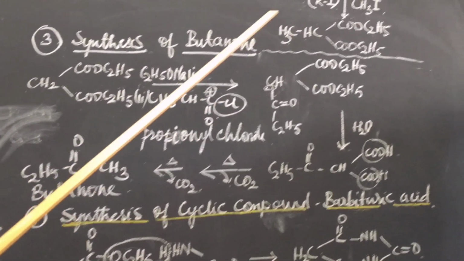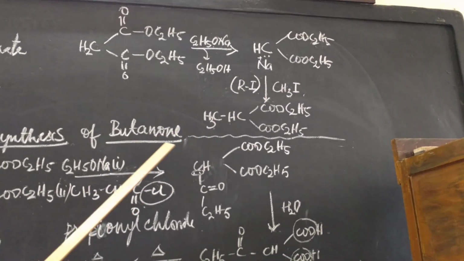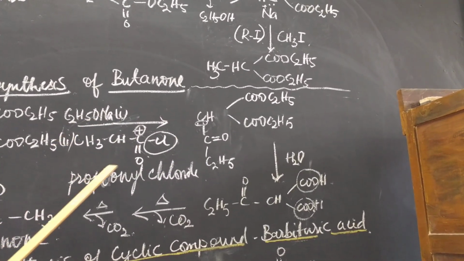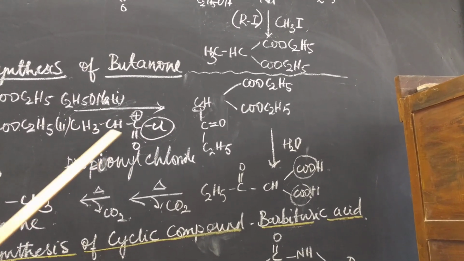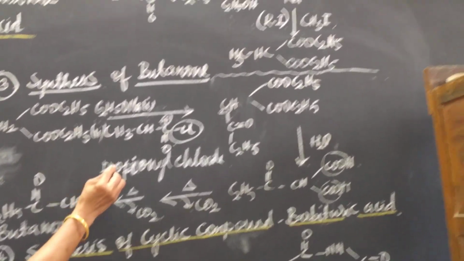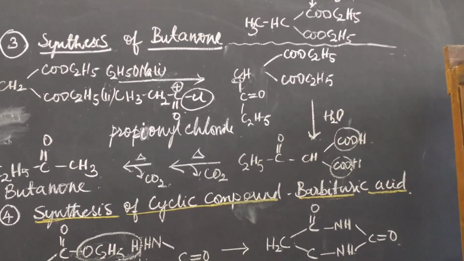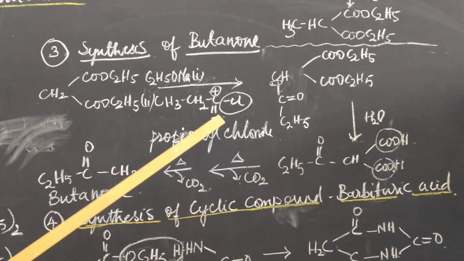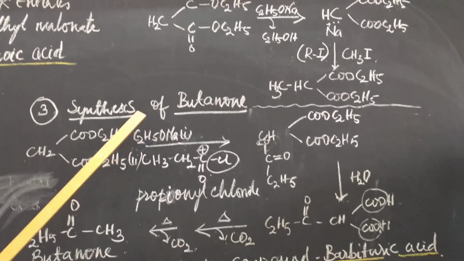Now we can take the required alkyl halide. Since I want butanone, I will be taking propionyl chloride, this is the compound, propionyl chloride, which is CH3, CH2, COCl. Ethyl group here, CH3, CH2, COCl. That's my propionyl chloride, which is nothing but an alkyl halide, and I interact it with this sodium salt.